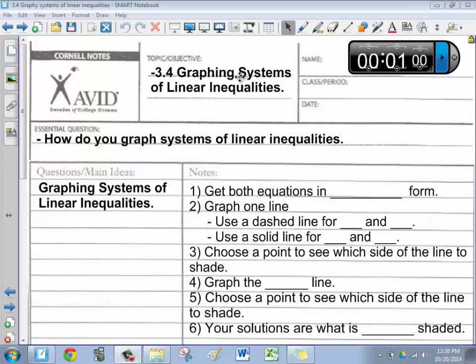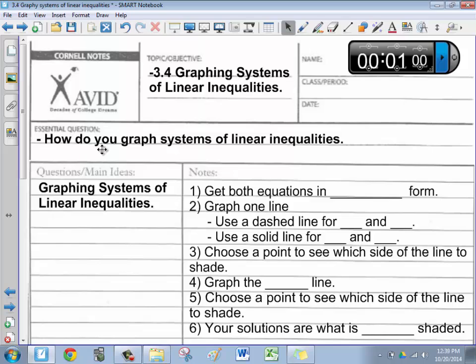Guys, we're done solving just linear inequalities and graphing them. Now we're going to move on to the next step. A little bit more difficult, but we're going to try to graph systems of linear inequalities. So two or more inequalities, we're going to graph them at the same time and try to find the solutions.